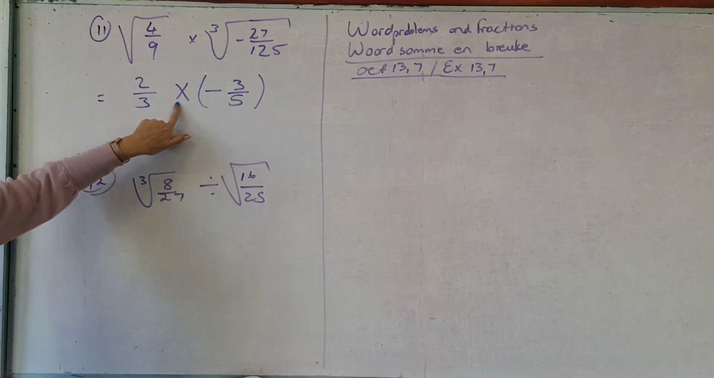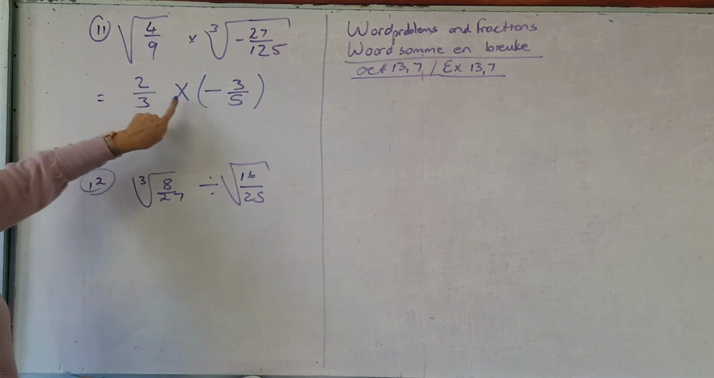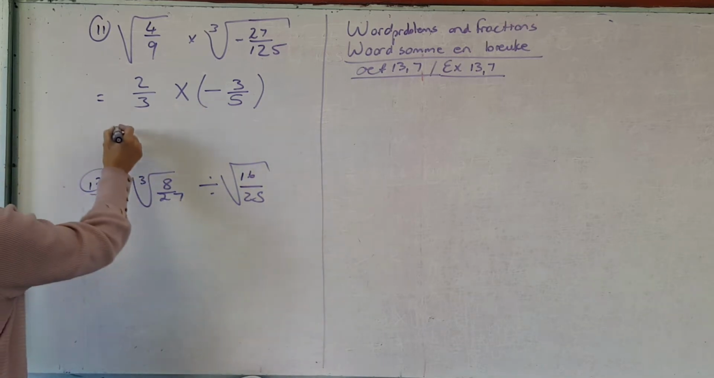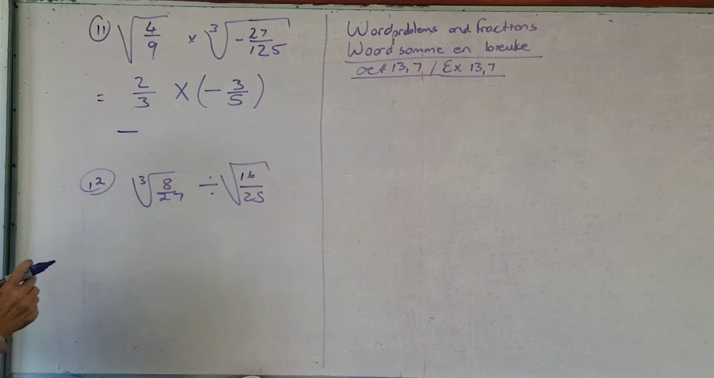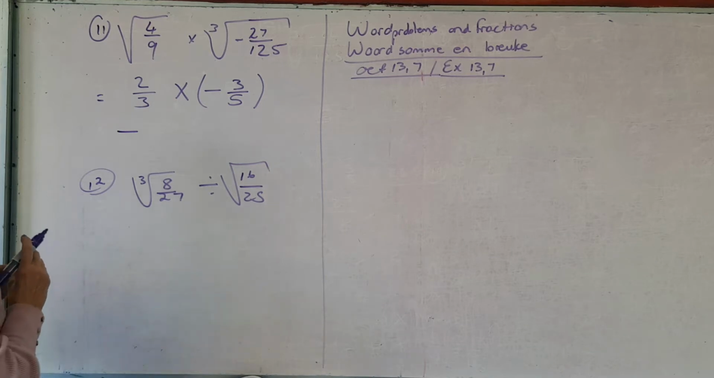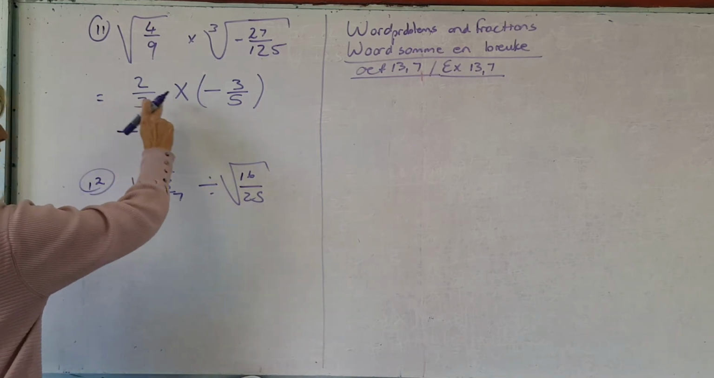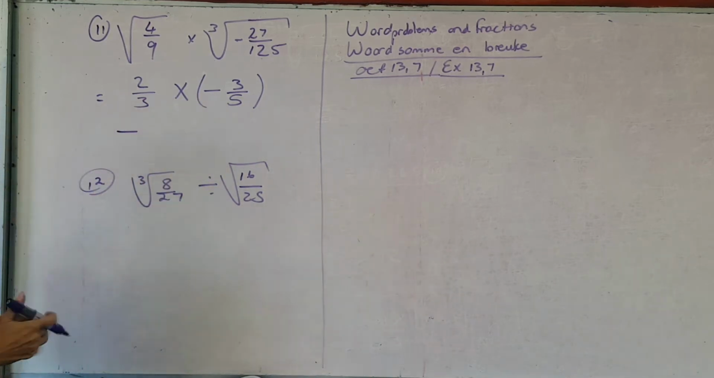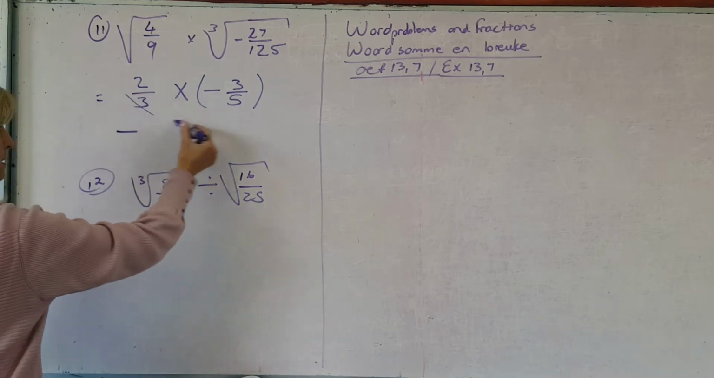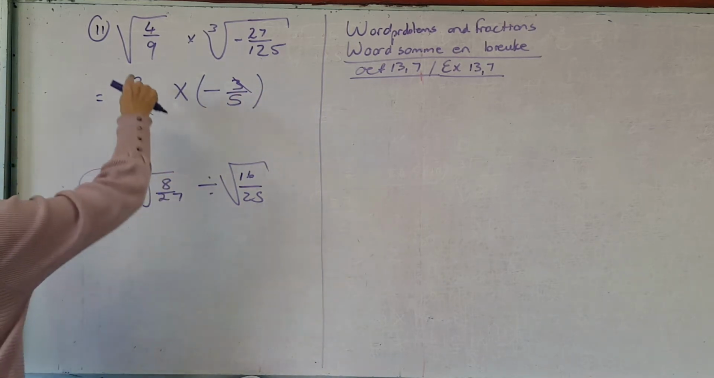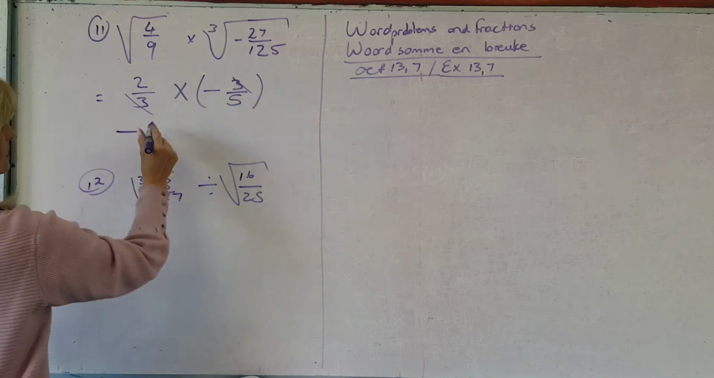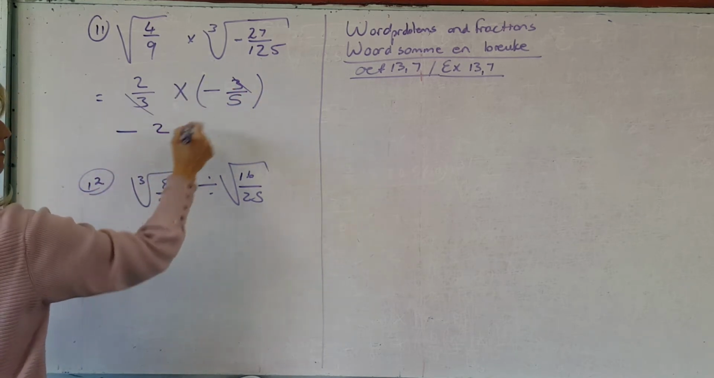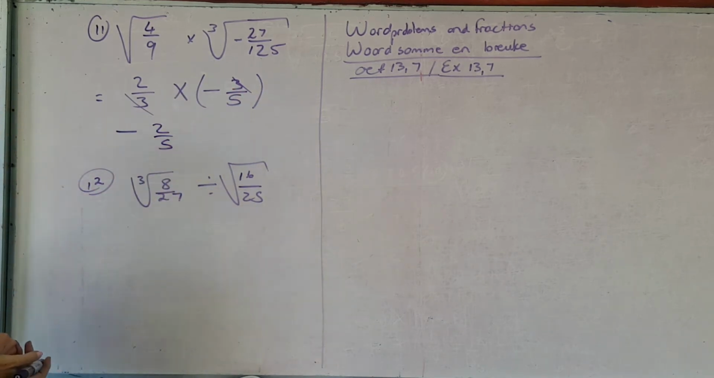Ander ding wat jy kon doen is om eers te sê, a plus maal a min is a min. That's one thing, one way of doing it. If you say, when I times, I say plus times minus is a minus and the minus is gone. So that you can see the 3's cancelling out. And you're left with 2 times 1 is 2 at the top, 1 times 5 is 5 at the bottom.